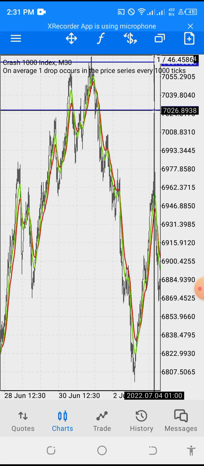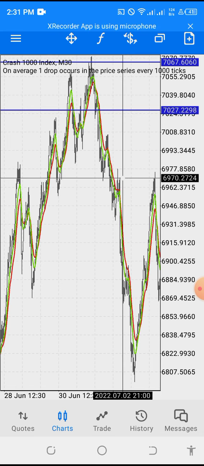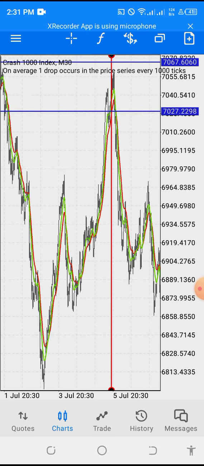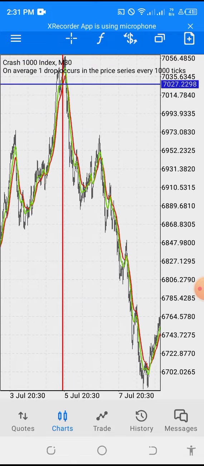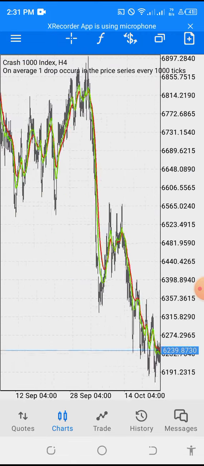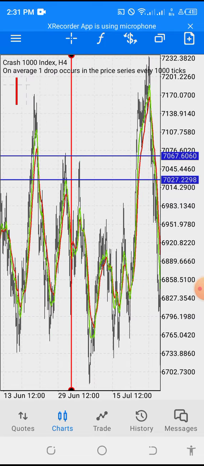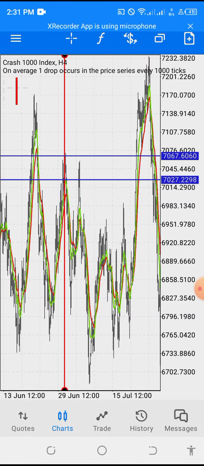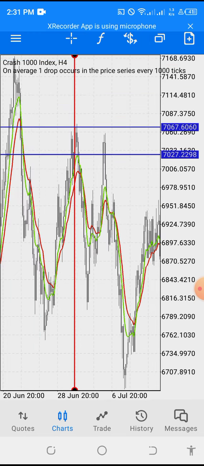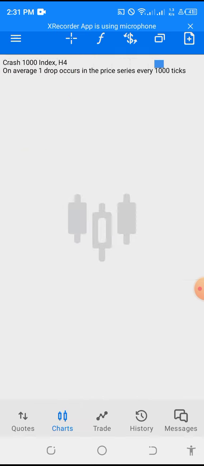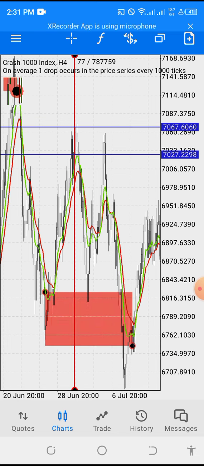Okay, so if you place a stop loss there, then your take profit should be the next key level. Let's go to the 4-hour time frame to see the next key level. Okay, we had this kind of support here. So that's where you should take your profit.